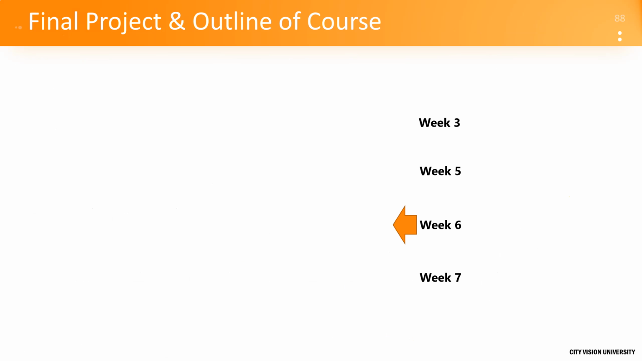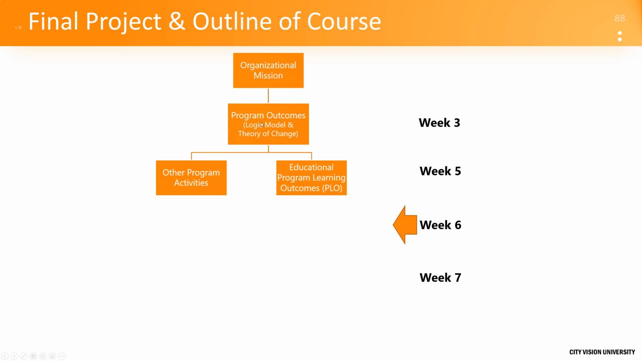Just tying this back in with the course and explaining the different weeks, I want to tie in kind of where we are. So, you start with the organizational mission, then you get the programs and outcomes, the program outcomes with the logic model and theory of change. So that's for the whole organization or for the larger holistic program. And then you're going to have educational program outcomes. That's what you did last week. And then this week, we're focused on course learning outcomes.